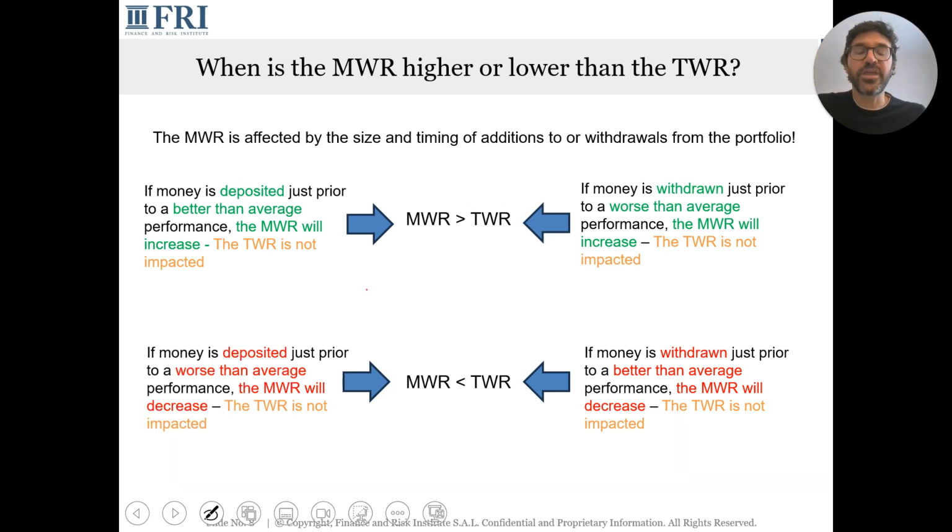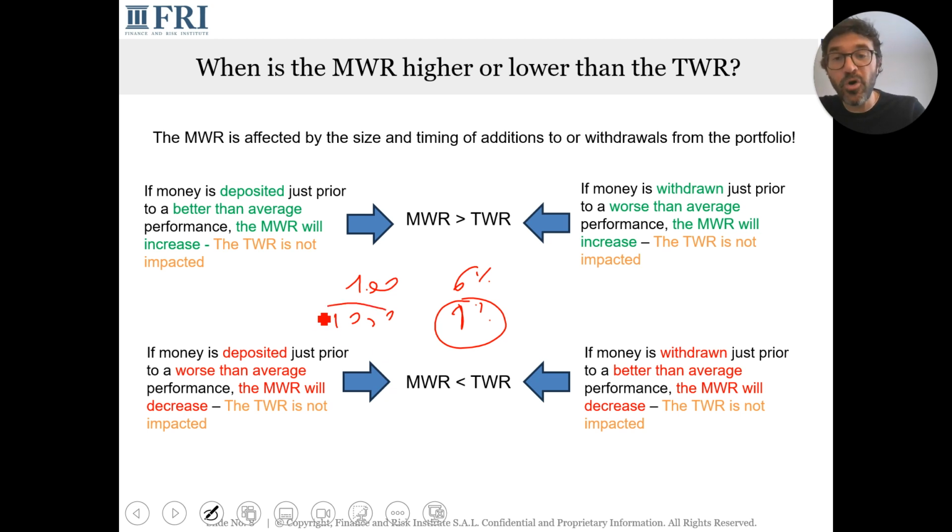This is why, think about it this way. If you had $100 and you earned 6%, and then you suddenly decide to invest an additional $1,000 and then you earn 8%, then the money-weighted rate of return will increase because it will move closer to the 8 rather than 6. Why? Because more money was in the account when you achieved 8 versus less money in the account when you achieved 6. So look at those 4 scenarios.